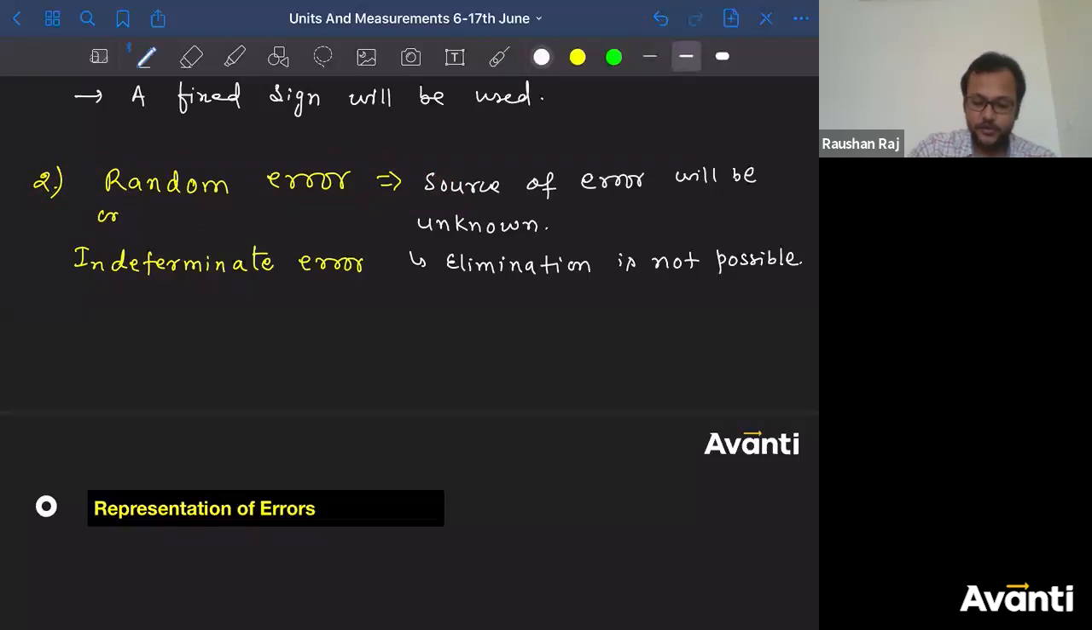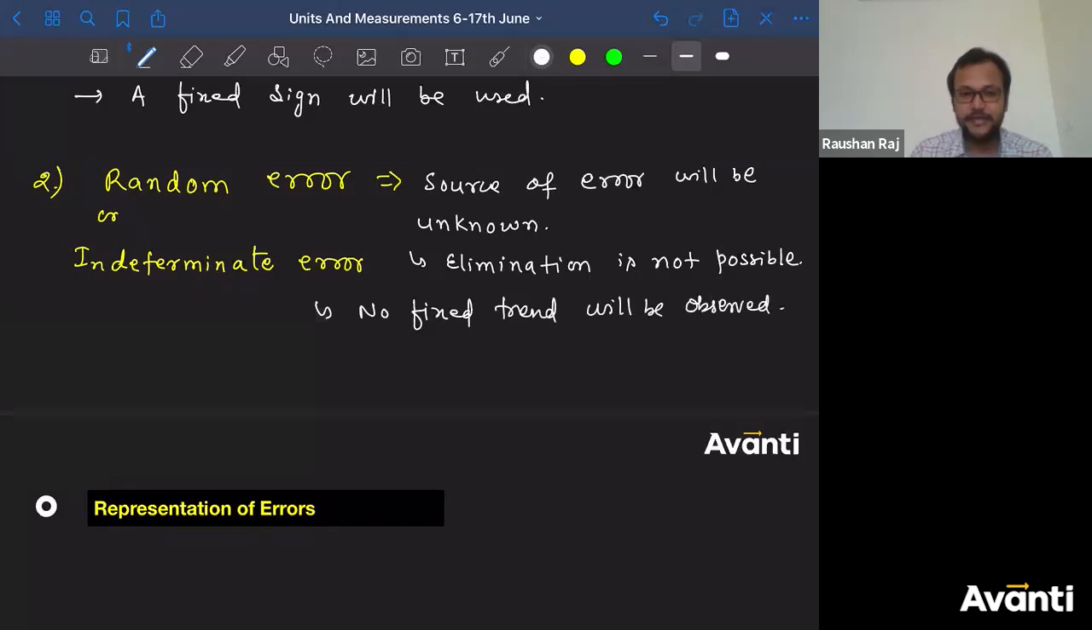Achha. So if you don't know the source, that trend will not be observed. A fixed trend will not be observed. Sometime you might get positive error, sometime you might get negative error. Okay. So here, no fixed trend will be observed.